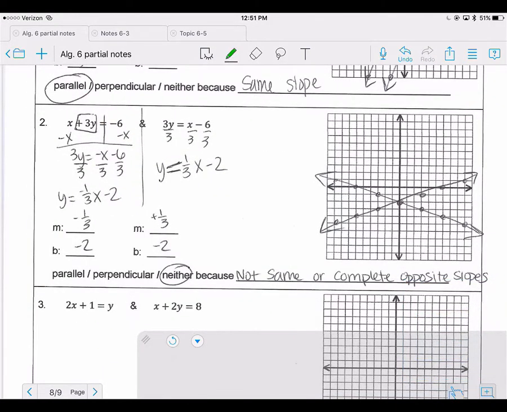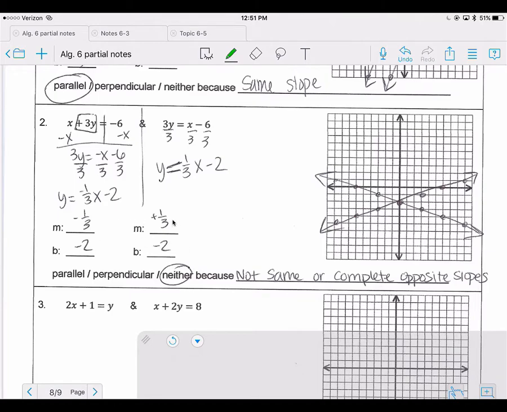For problem 2, both of these have to be solved for y in some form or fashion. And so on the first one, we move x to the other side and then divide everything by 3, and we get negative 1/3 x minus 2. The second one, we just have to divide by 3, and we get positive 1/3 x minus 2. So these both start at the same y-intercept. One goes up and right 3, one goes down 1 and right 3.